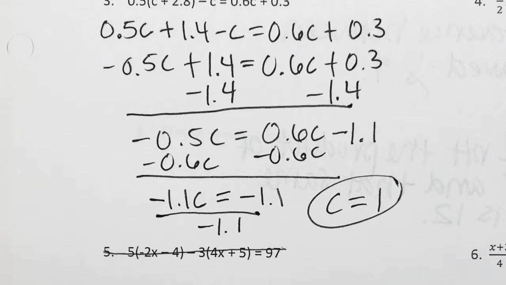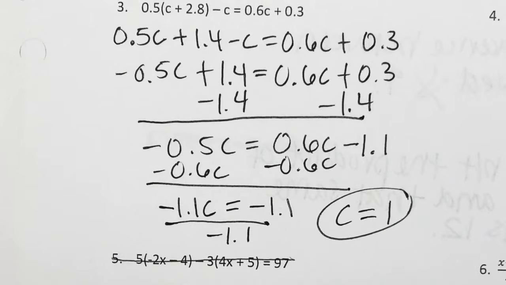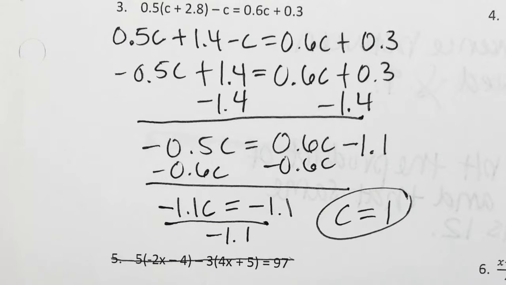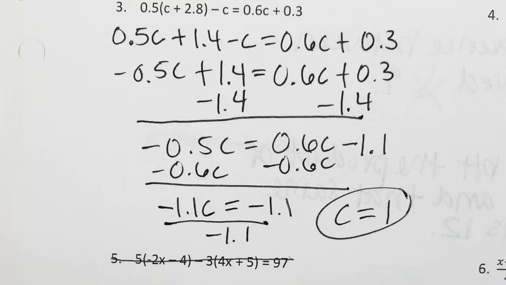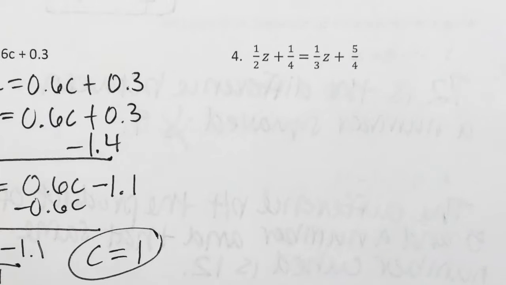Alright, that's correct. And if we wanted to check it, we could do what? Plug it back in for C in the original. Any questions on that one? Alright, then let's look at number 4. Give me suggestions. We need to get rid of the fractions.